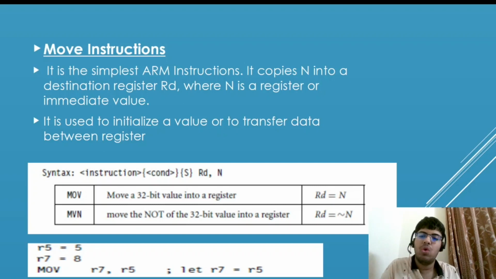Here we have mov and mvn instruction, and in mov it uses a 32-bit value into a register. Here we have an example of how it works. Let us take R5, register 5. Like if we have multiple registers, we'll be using register naming as R1, R2, R3, etc. Now R5 is 5 and R7 is 8. If I use the function mov and use R7, R5, we let the computer know that R7 is equal to R5, meaning the R5 value will go to R7.